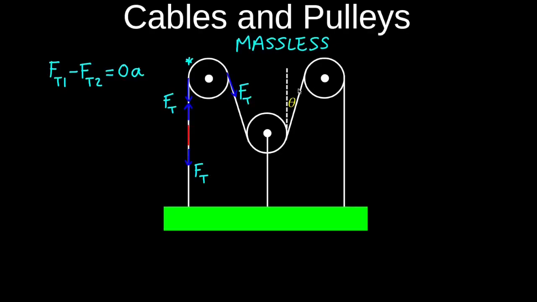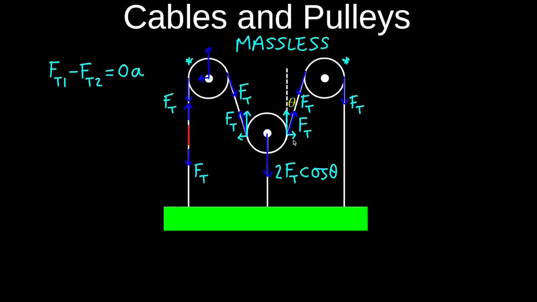And of course you're going to have reactions at this pin to prevent the pulley from moving. So you'll have a similar configuration on this side, and on this side you'll also have the same tensile force in the cable. So if we take a free body of this pulley here, then this force is going to be equal to Ft cosine theta. So basically we just resolve these forces into vertical and horizontal components.